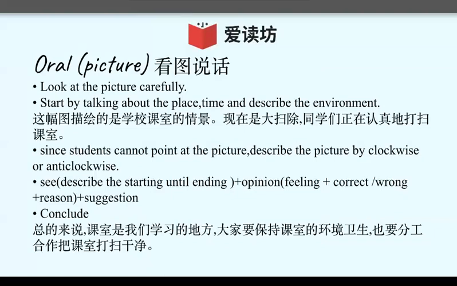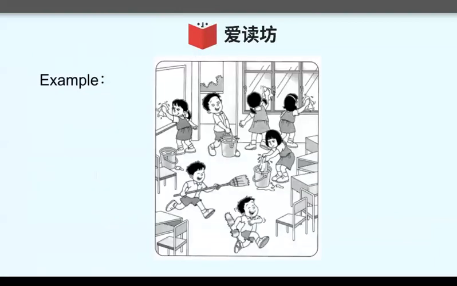And you must end with a conclusion. 总的来说，课室是我们学习的地方，大家要保持环境的卫生，也要分工合作，把课室打扫干净。So we can see, in general, the classroom is a place where we study. So we should keep the classroom neat, and we should work together to clean the classroom.